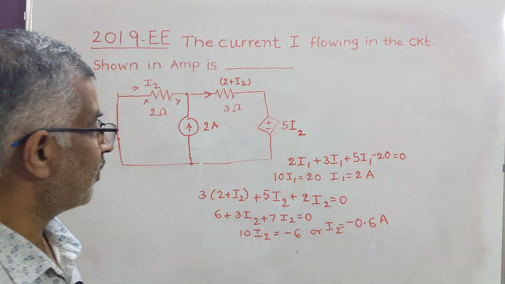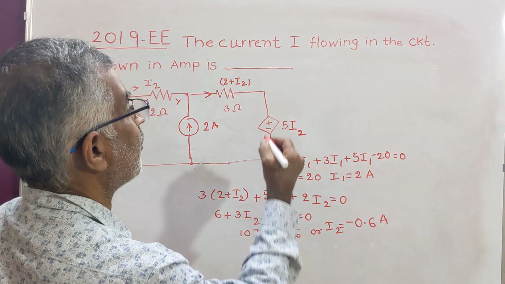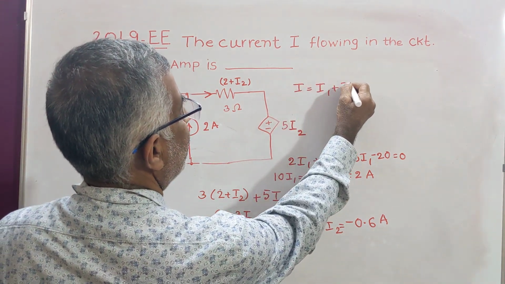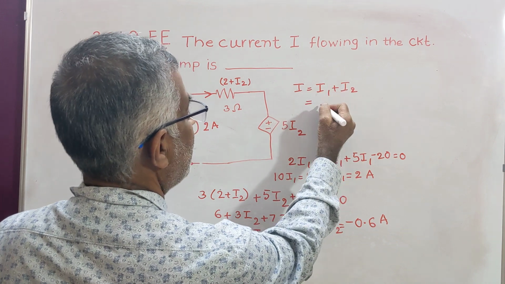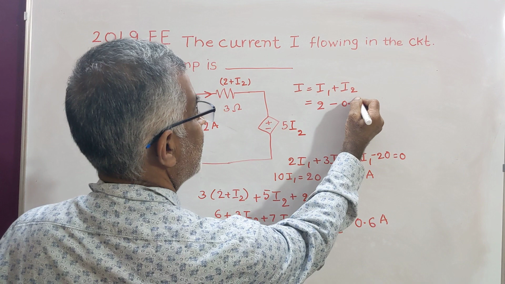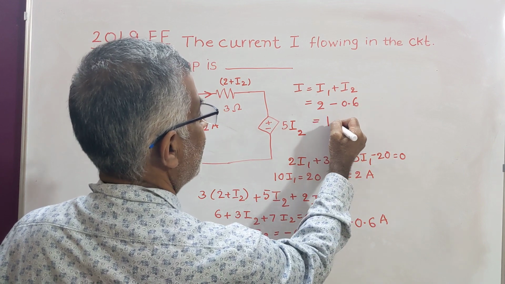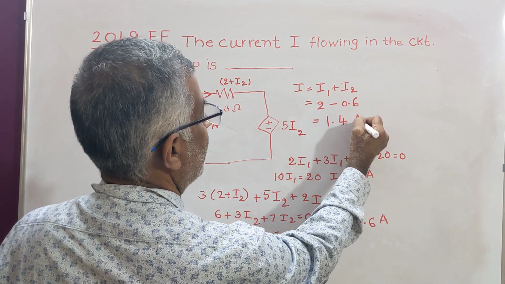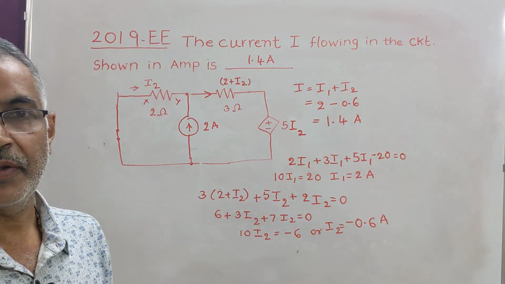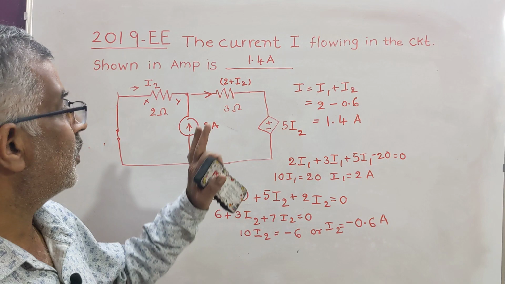Minus 0.6 amperes. Now apply superposition theorem. Therefore, what is I then? I is equal to I1 plus I2. I1 is 2 amperes, I2 is minus 0.6 amperes. Therefore, the answer is 1.4 amperes. So this is how you have to work out this problem.